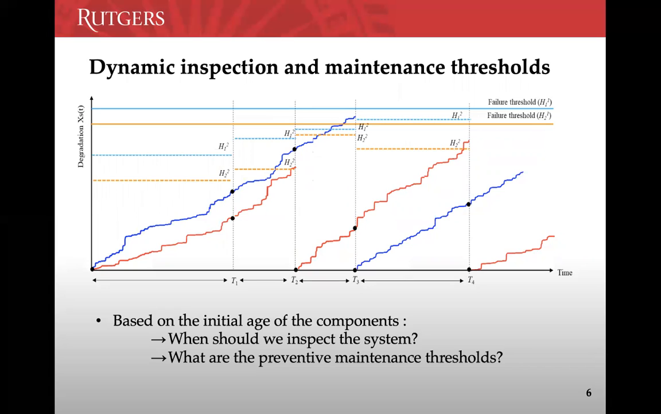The main difference between static models and dynamic models is that in a static maintenance model, we have some fixed rule for the whole maintenance contract. But in a dynamic maintenance model, we update the maintenance decisions, such as inspection time or the maintenance threshold, based on the current degradation of the components. So in this study, I want to find the next inspection time and the unconditioned threshold for all the components, considering the initial age of the components at each inspection time.